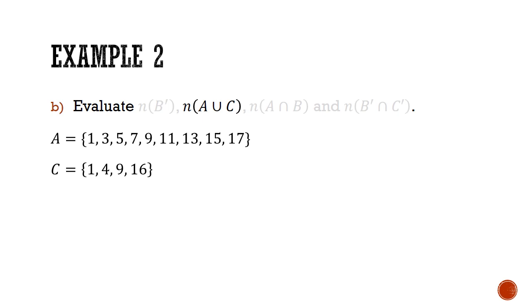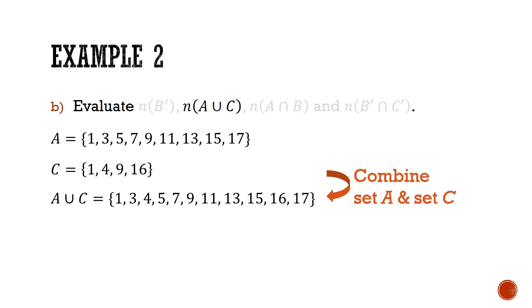If we combine sets A and C together, A union C would be as follows. A tip would be to try to arrange it in ascending order to prevent double entries. Counting the elements tells us that the cardinality of A union C is 11.